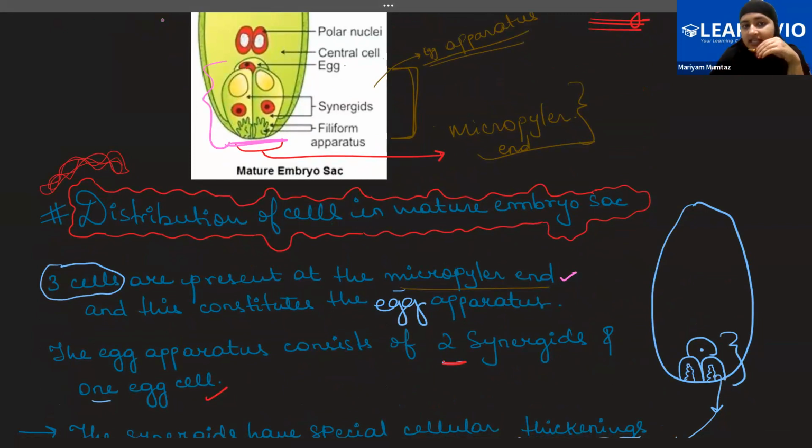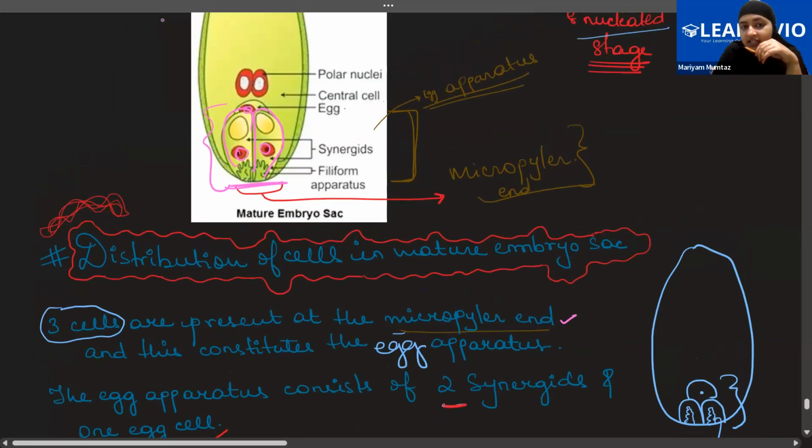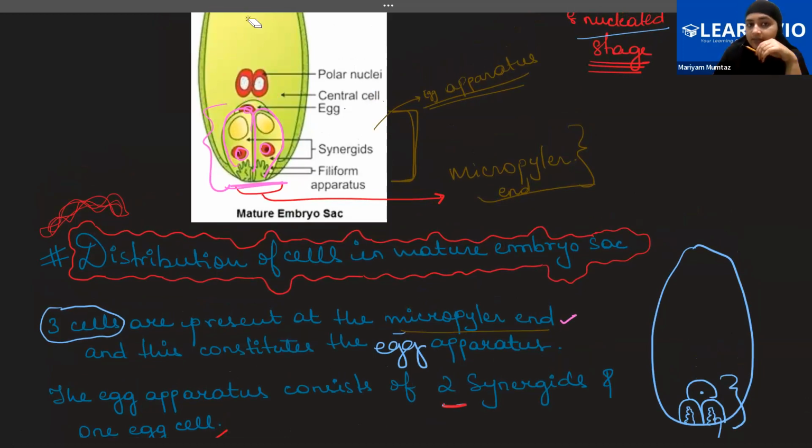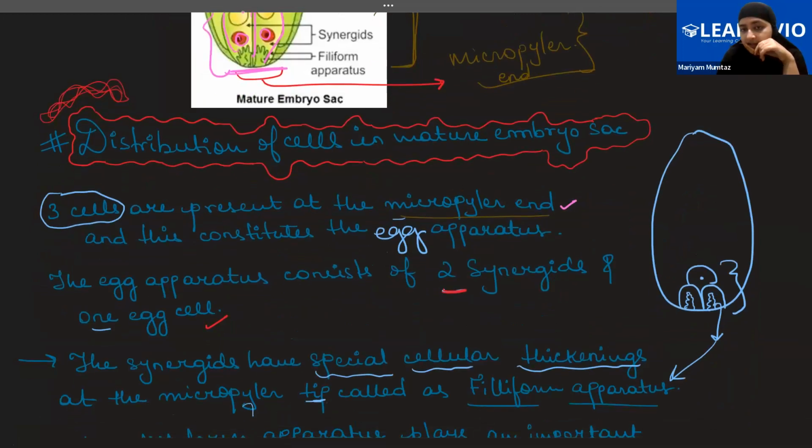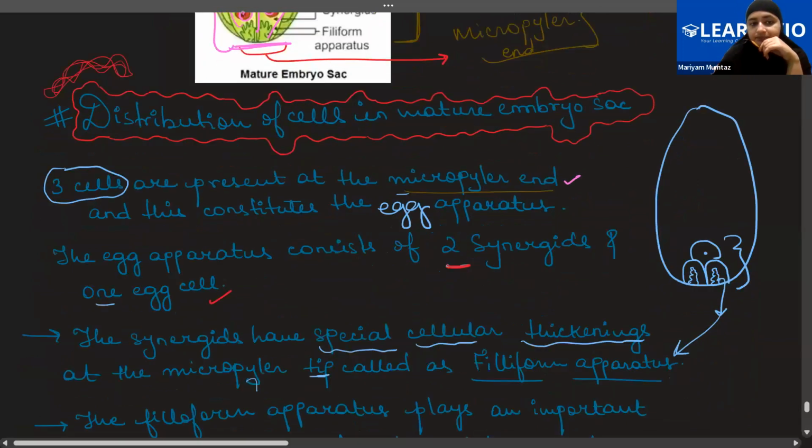As a whole, this unit contains 3 cells. Now see, I am saying cells. This red portion is the nucleus, and it is surrounded by the cell wall. So this is a cell, not a nucleus. But if you see here, is there any cell wall surrounding it? No. So that is a nucleus. Mind that difference. So 3 are present at the micropylar end, and the 3 cells together make the egg apparatus.